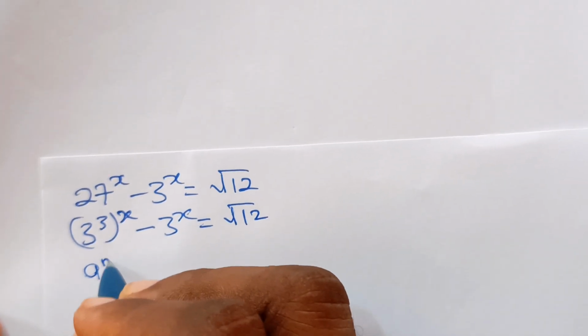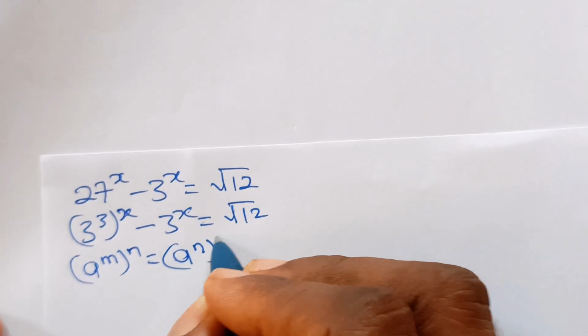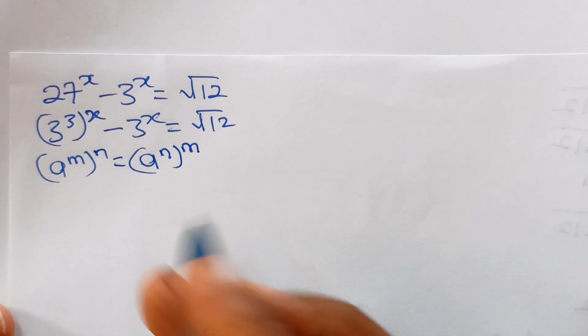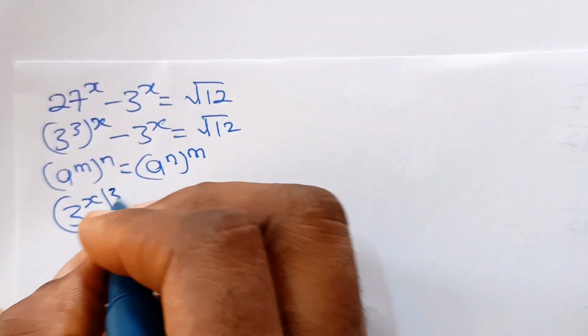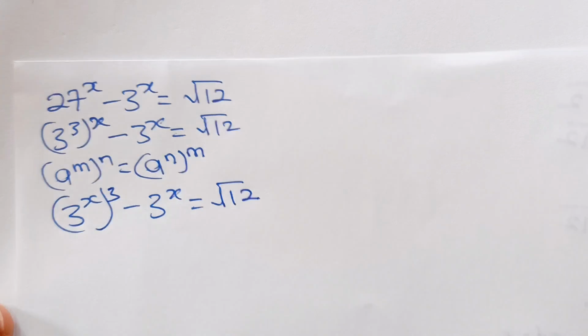Now, when you have a to the power of m raised to the power of n, it is also equal to a to the power of n raised to the power of m. That means you can interchange the position. Therefore, we can write this as 3 to the power of x raised to the power of 3, minus 3 to the power of x, is equal to the square root of 12.